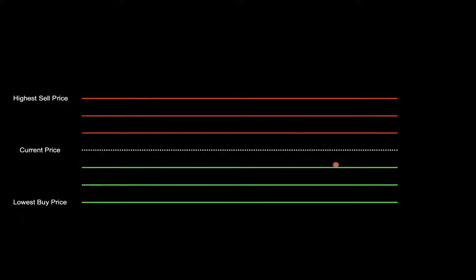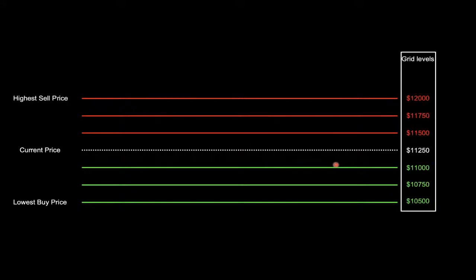So let's move on. Once again, you have the highest sell price, which is at the upper limit price. You have the lowest buy price, and in between you have all of these grid levels, depending on the amount of grid levels that you configured in the bot settings. So you have the current price, and these are all of your grid levels. Current price is 11,000, sorry, 11,250.